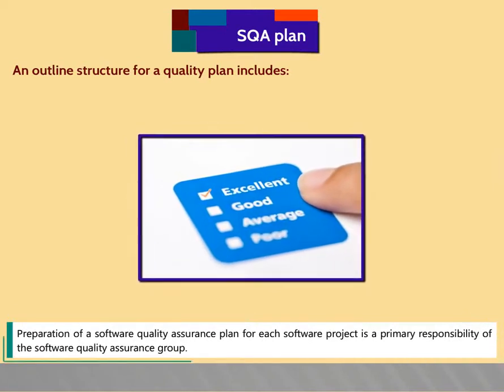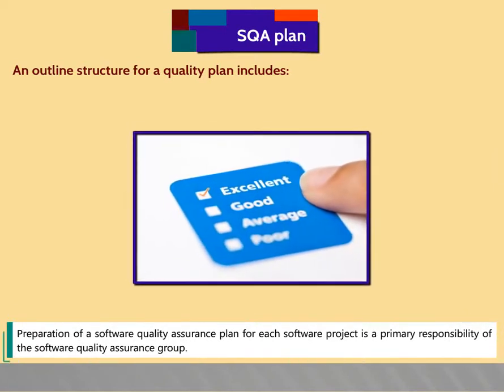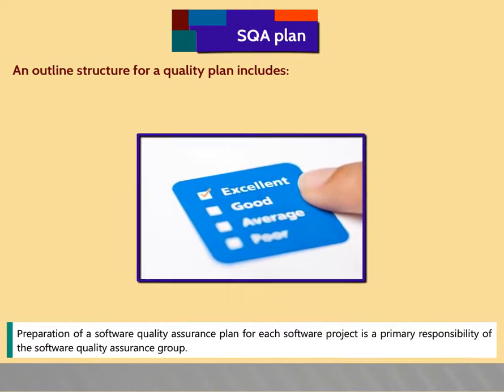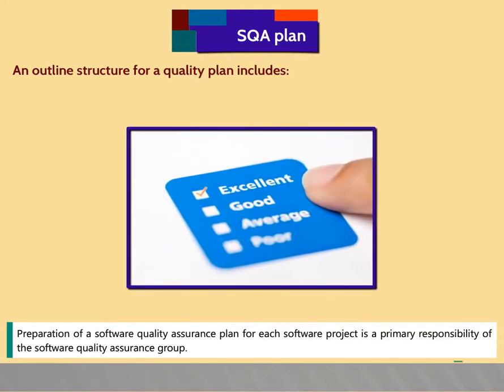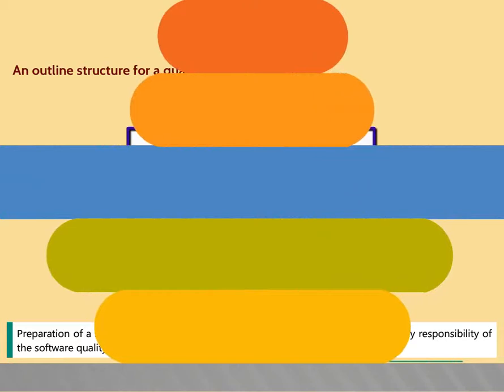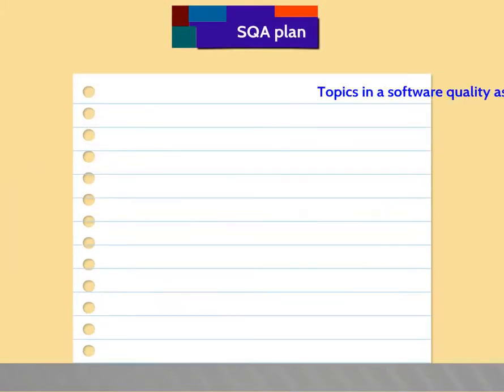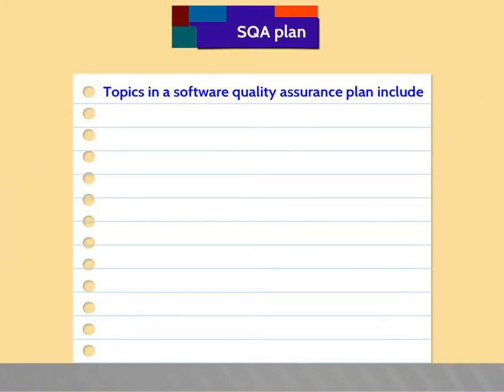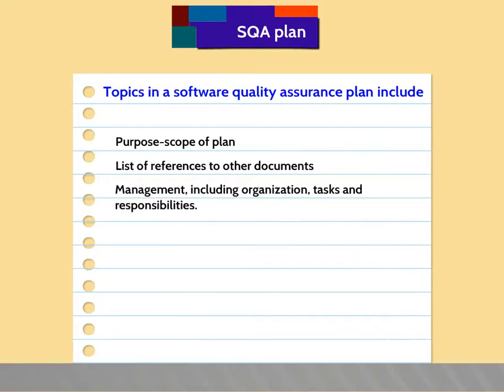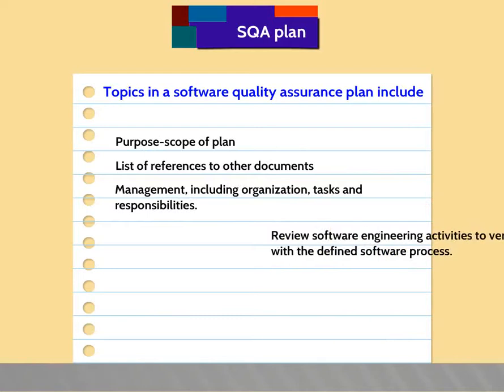Preparation of a software quality assurance plan for each software project is a primary responsibility of the software quality assurance group. Topics in a software quality assurance plan include purpose, scope of plan, list of references to other documents, management, including organization, tasks, and responsibilities.